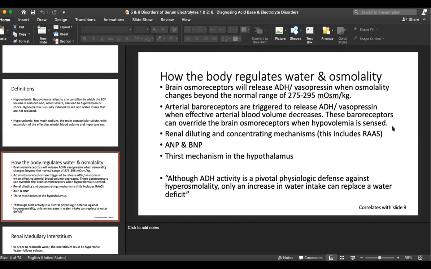Okay, so the body regulates this through osmoreceptors that release ADH or vasopressin, which is basically the same thing. And then the osmolality changes. Arterial baroreceptors are triggered to release the ADH when the volume decreases in our blood and when the hypovolemia is sensed. The RAAS system also helps with this. And then we also have ANP and BNP. And I think we'll talk about that in a little bit.